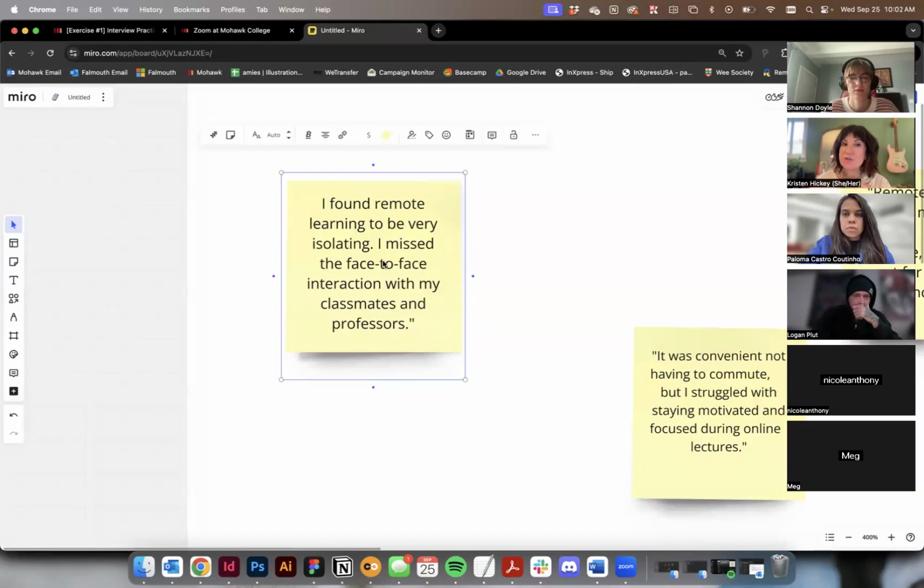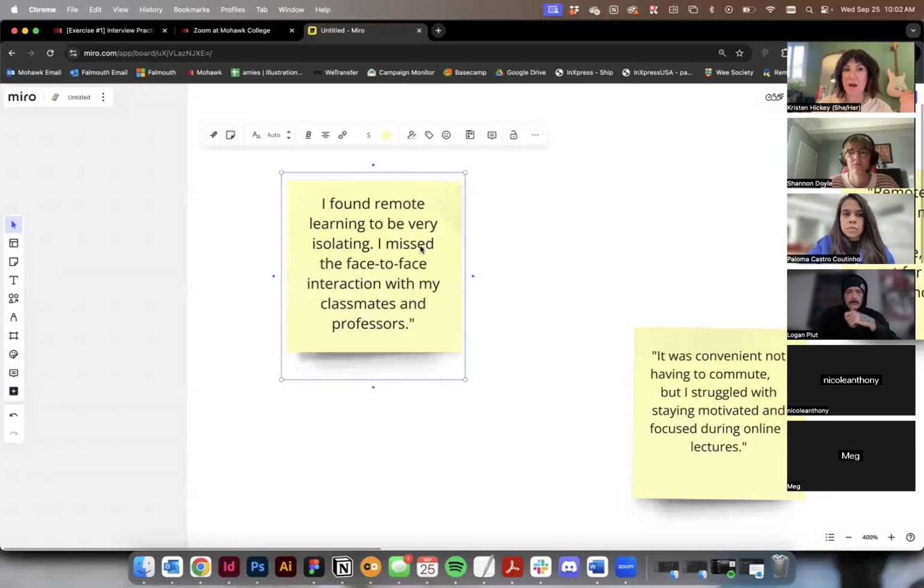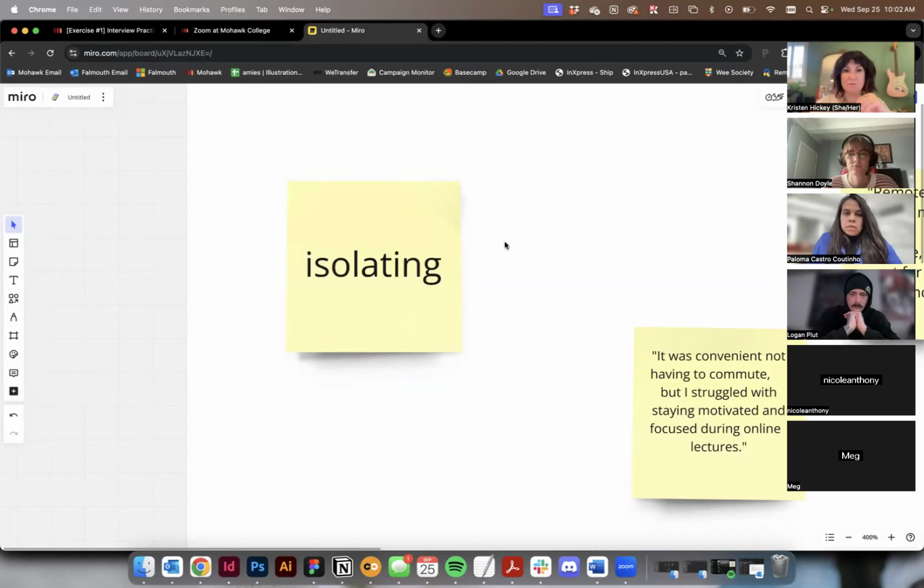100%. I would personally just grab isolating, because missing the face-to-face, you're still saying isolating. But I can hear what you're saying, if you want to get into the specifics as to why they felt isolated. So in this instance, if it's just isolating, I would personally just take this. There's my one reason why they don't like it. It's isolating.